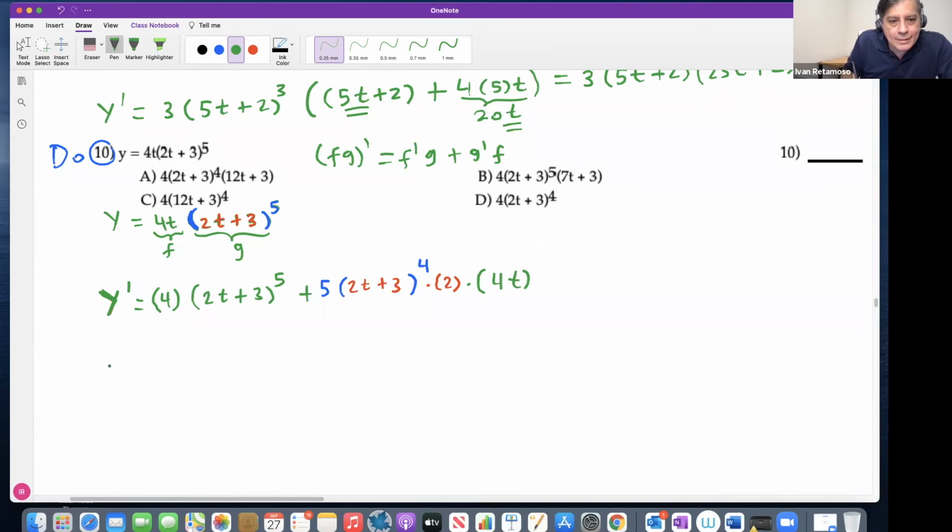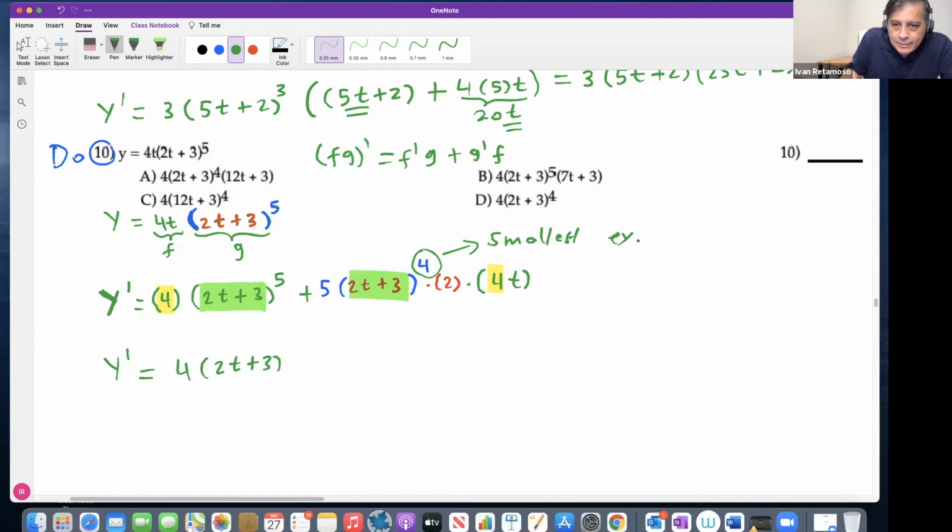Now let's apply this tricky factorization, right? Identify the factors that are the same, 4 and 4. This guy is the same as this guy, but with different exponents, right? So we're going to factor out 4 together with 2t plus 3 raised to the smallest exponent compared to this 5. So this is going to be to the 4 power. I open, close parenthesis, right?